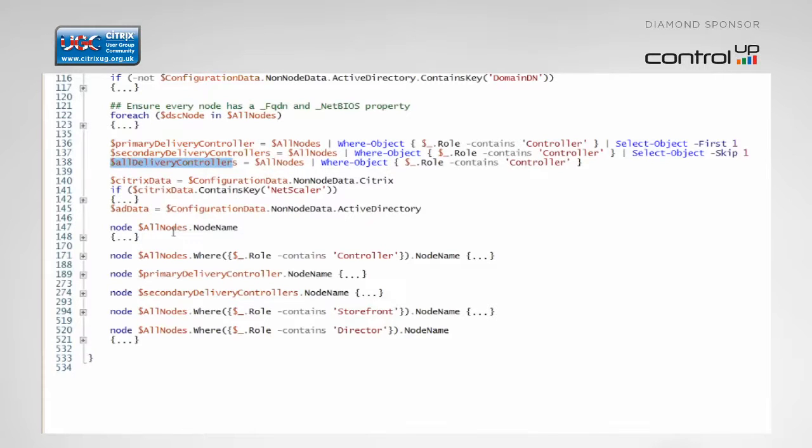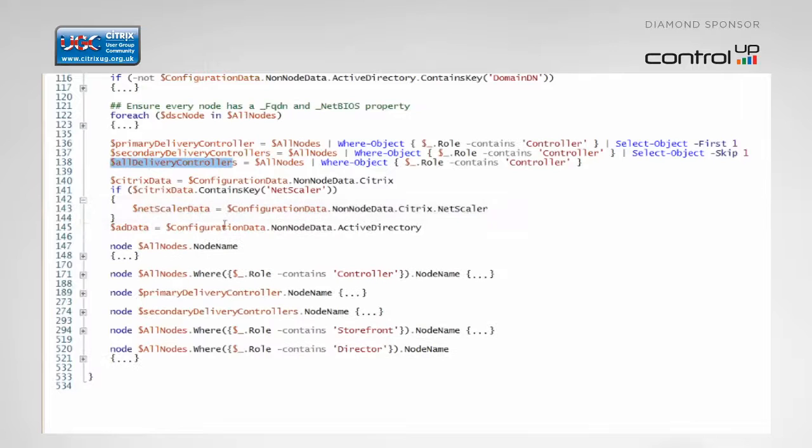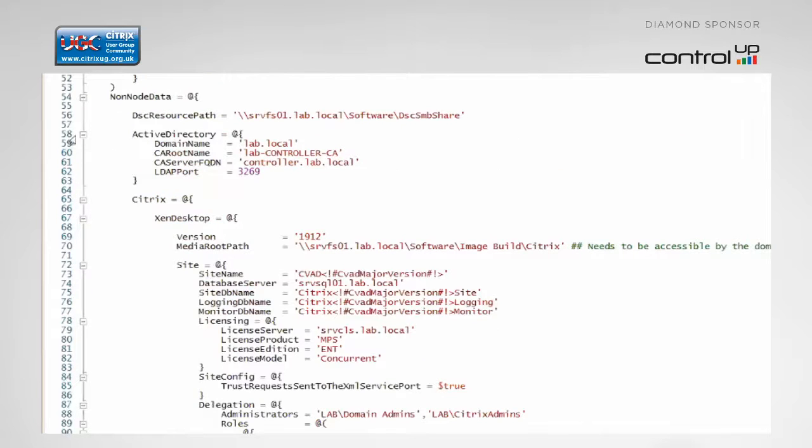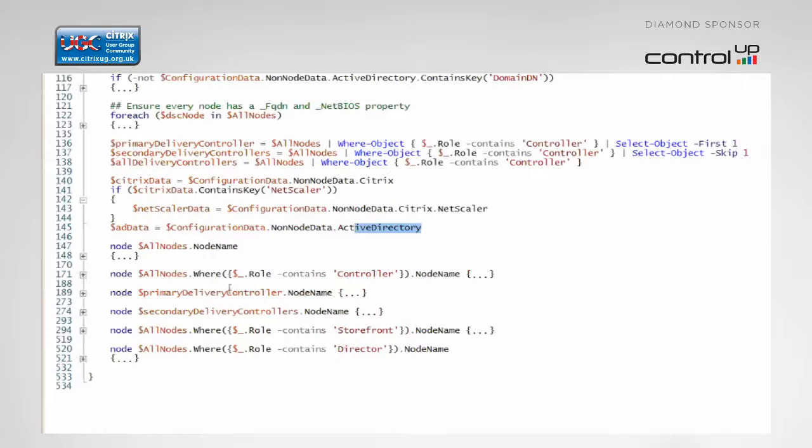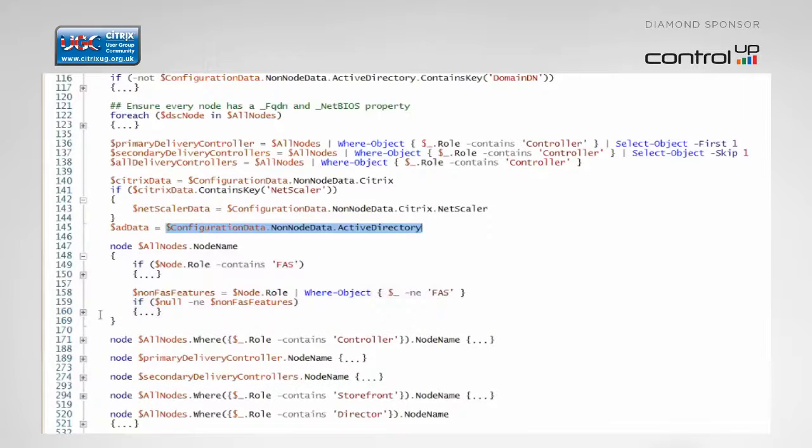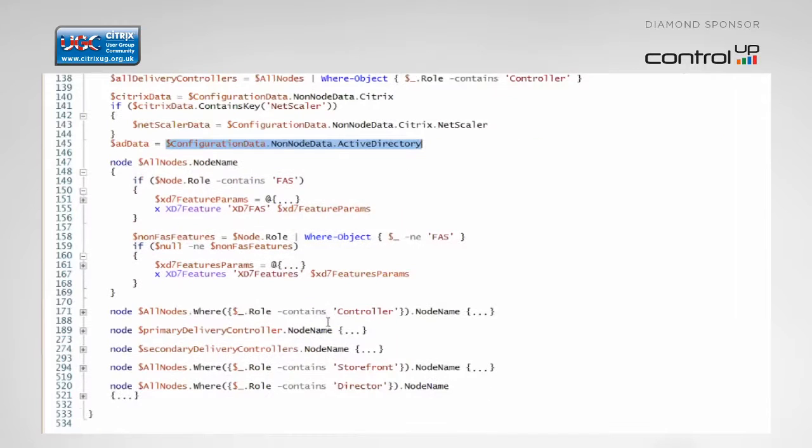And then we're going through and grabbing some configuration data. So Active Directory is grabbing information out of this Active Directory node here. Just a shortcut rather than having to specify $ConfigurationData.NonNodeData.ActiveDirectory. It's just a lot easier within our configuration to just reference the AD data, which references this part within my configuration. So I'm saying for every node, install the roles.